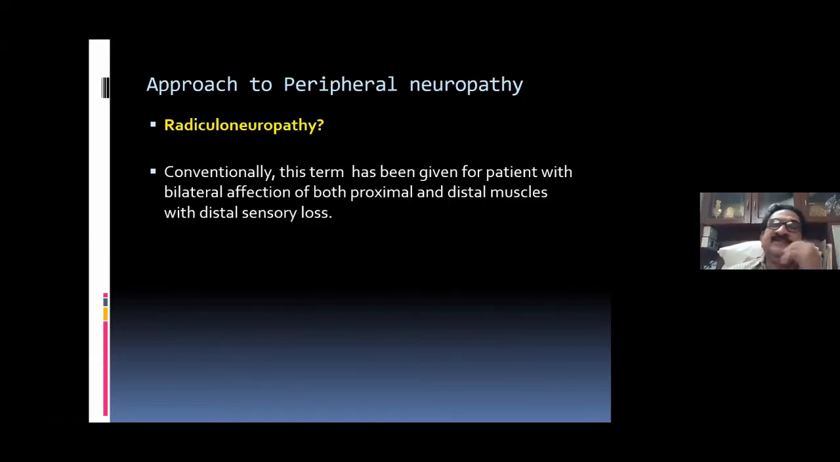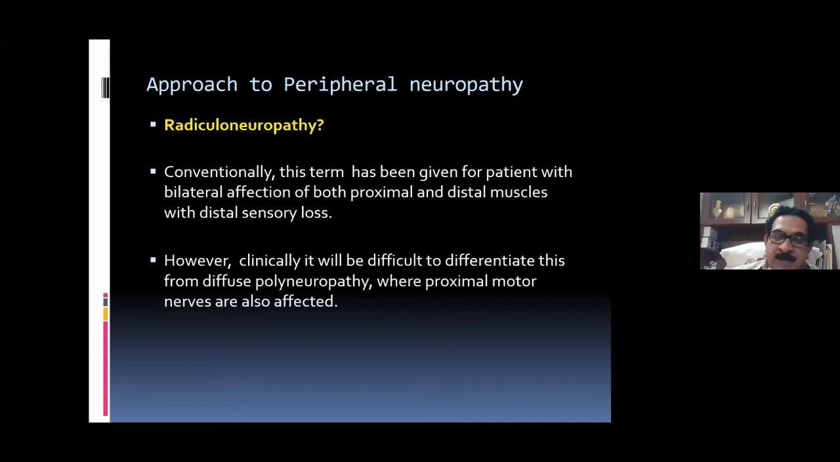Then, what is this radicular neuropathy? Very often when you present a GBS patient, your examiner wonders what this is. With bilateral affection of both proximal and distal muscles, it's still sensory-motor. But this same pattern can occur in a person with multiple nerve involvement. It will be difficult to differentiate this from diffuse polyneuropathy, where proximal motor nerves are also affected. The pattern is the same. For example, in GBS, thickly myelinated fibers, being proximal nerves, are affected more.